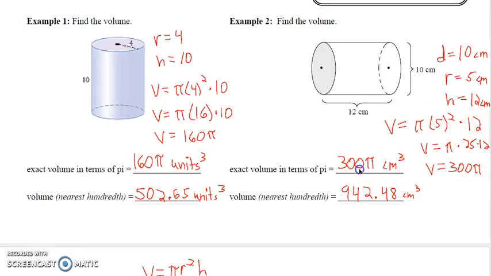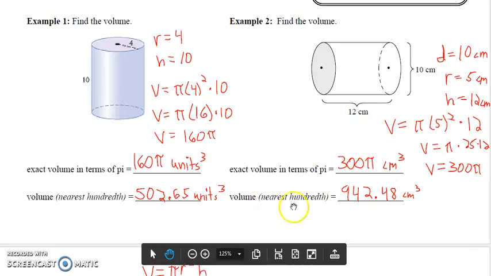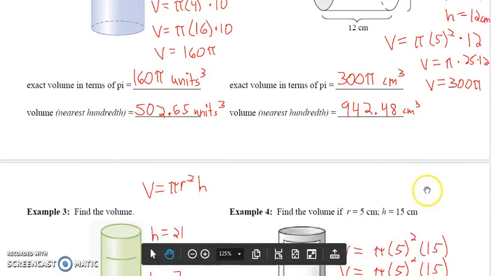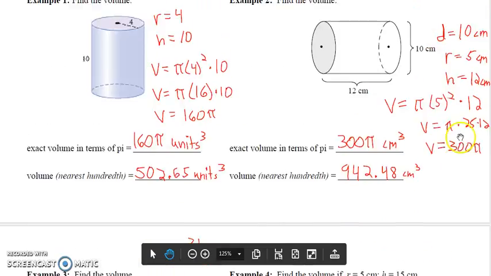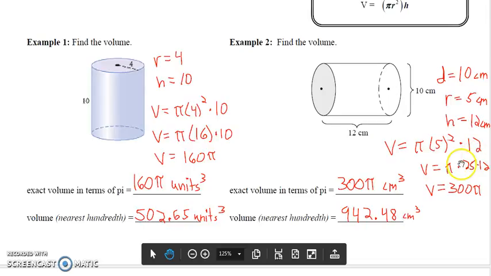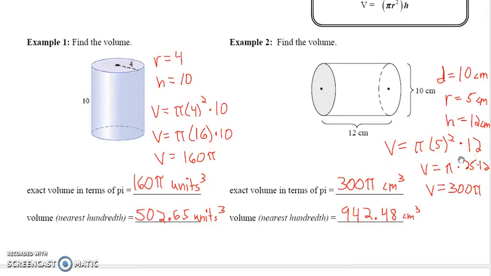Now multiply those, 300 pi. Again, if the lengths are centimeters, the volume is centimeters cubed. And then if we say, hey, why don't you round that for us? You would just type this in your calculator. Okay? Why don't you go ahead and pause it, try the next two on your own, show your work, then check back here and see if you got the same answer back.